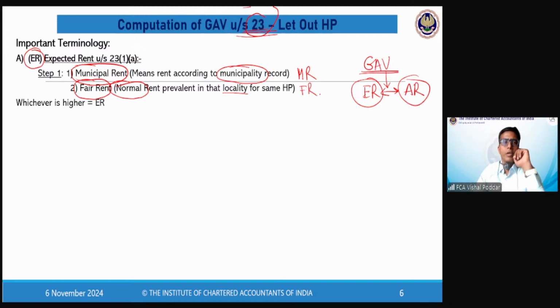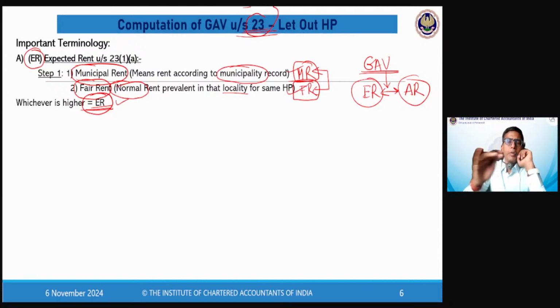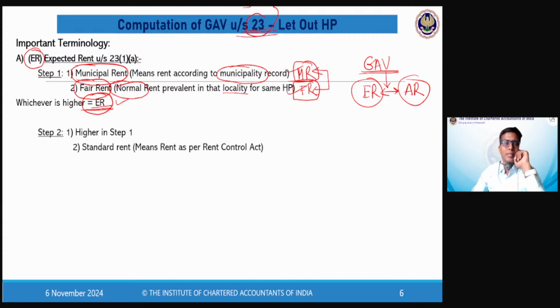Sorry, before the third figure, the first answer is: what is ER? ER will be the higher of these two figures. You take these two figures, compare both of them, and whatever is higher is your expected rent for the time being. It is not yet final, but for the time being this is your expected rent. In sums, both these figures are given, so you simply compare them. Whichever is higher is your ER for the time being. Now comes the third figure, which is called standard rent.